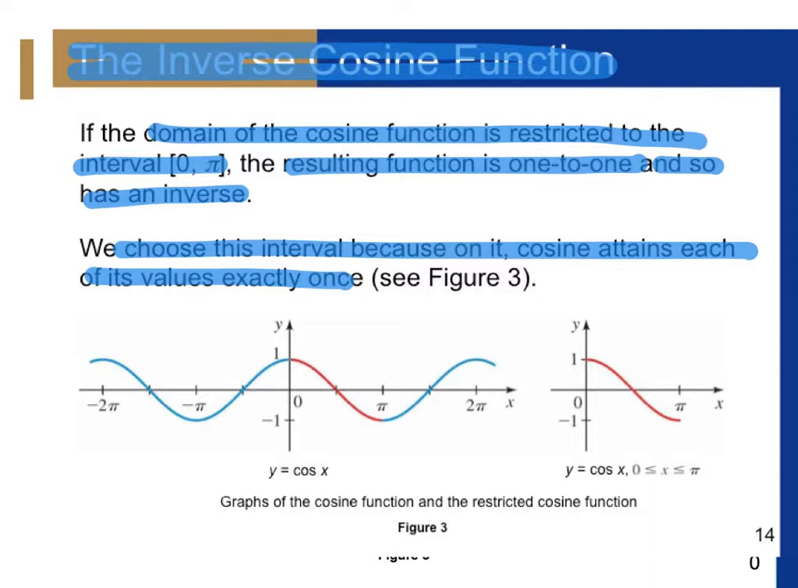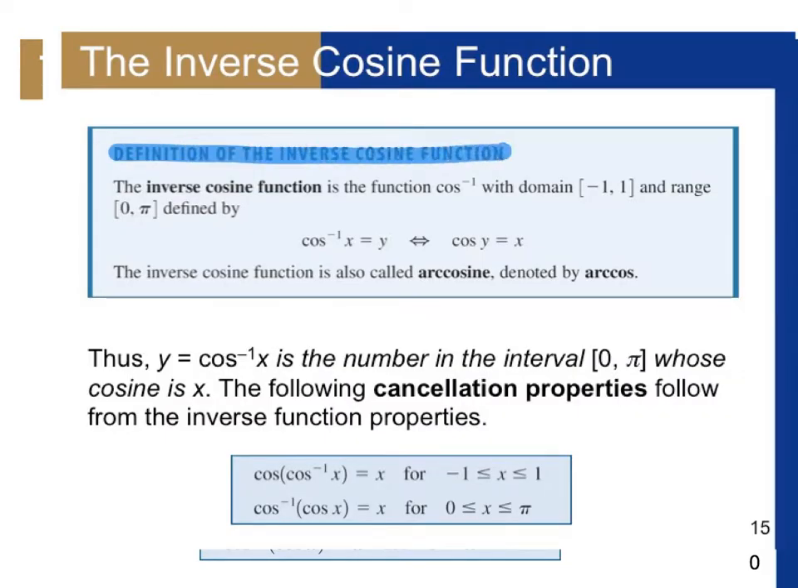So this is how we define cosine when we're talking about inverse cosine. y equals cosine of x, x is between 0 and pi. Okay, so that's the definition of the inverse cosine function.